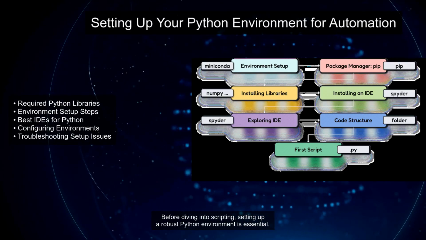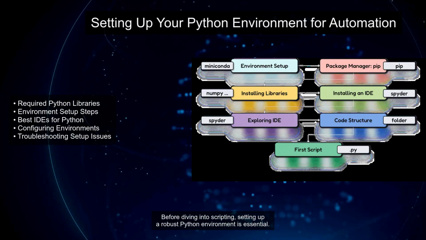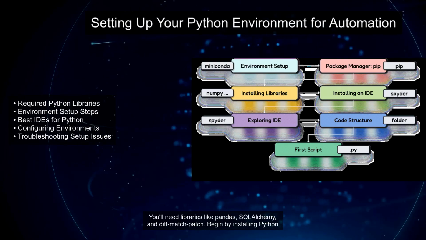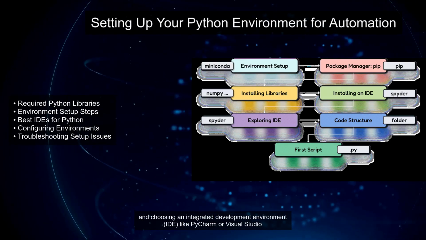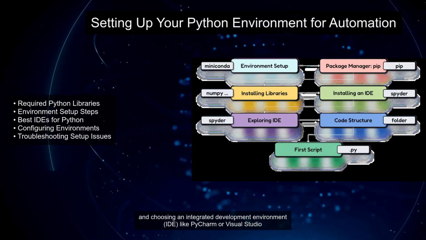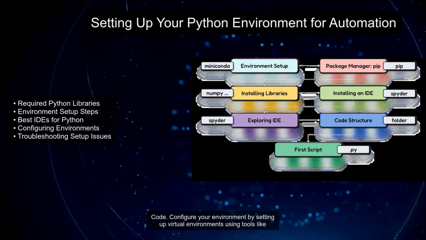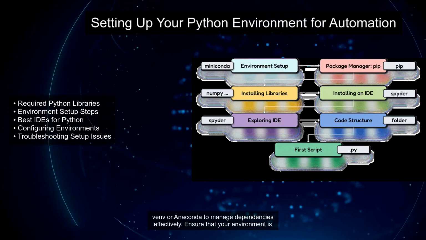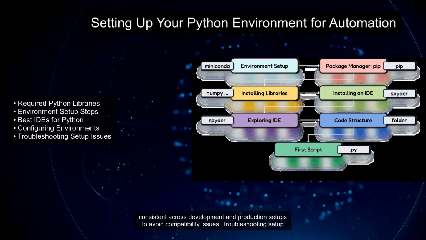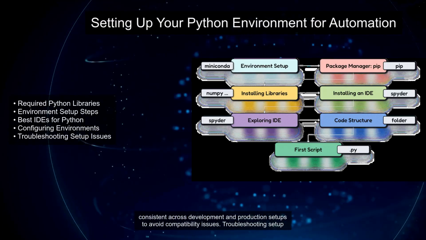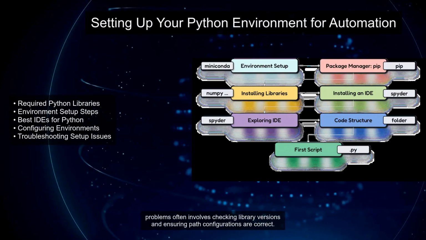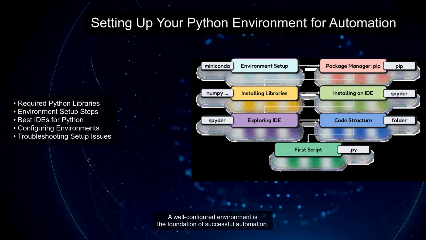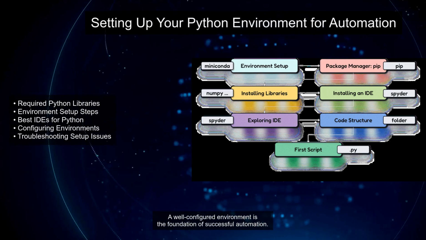Before diving into scripting, setting up a robust Python environment is essential. You'll need libraries like Pandas, Schema, and diff-match-patch. Begin by installing Python and choosing an integrated development environment, IDE, like PyCharm or Visual Studio Code. Configure your environment by setting up virtual environments using tools like Venv or Anaconda to manage dependencies effectively. Ensure that your environment is consistent across development and production setups to avoid compatibility issues. Troubleshooting setup problems often involves checking library versions and ensuring path configurations are correct. A well-configured environment is the foundation of successful automation.